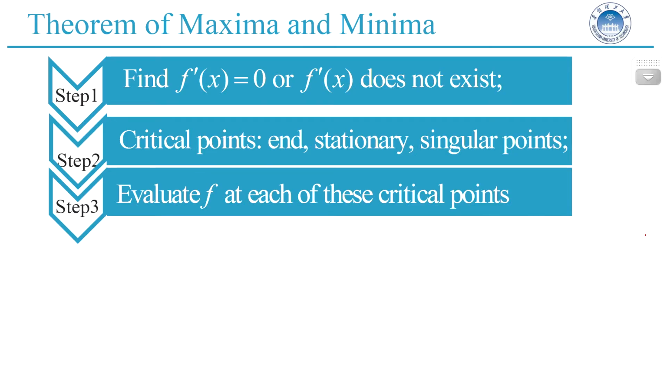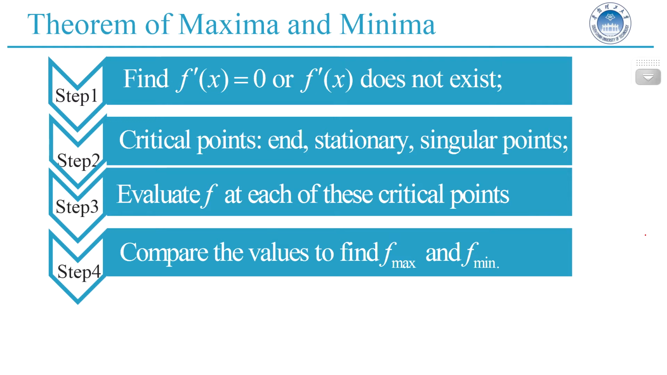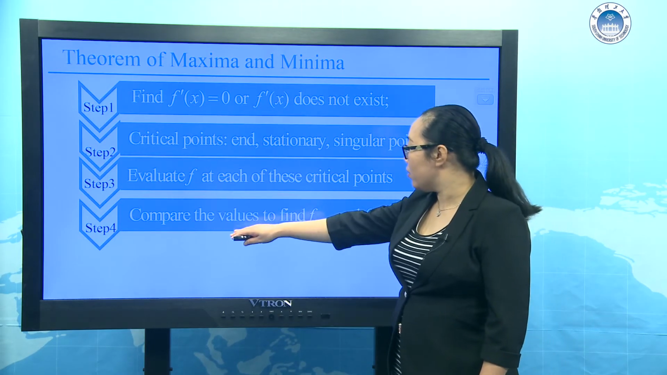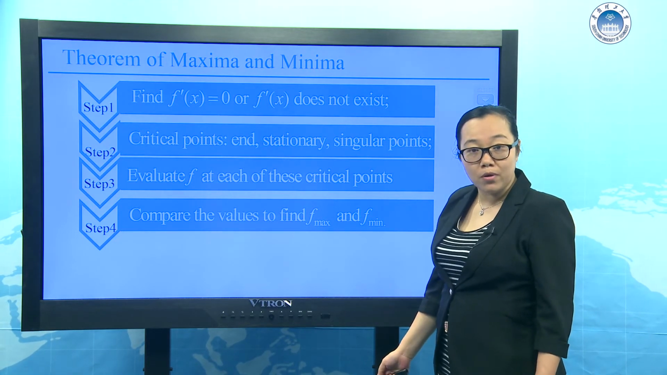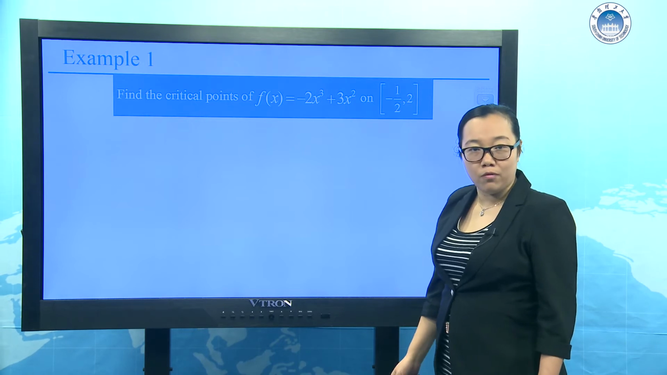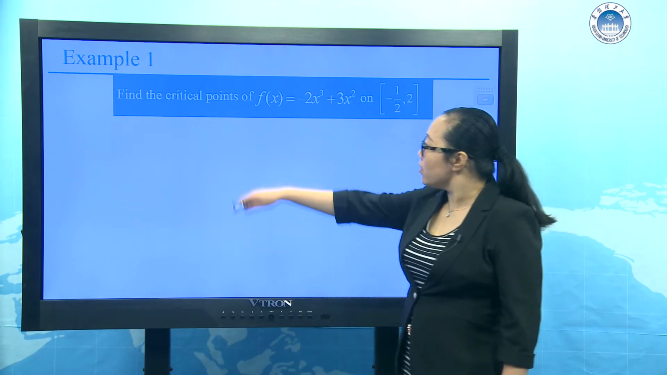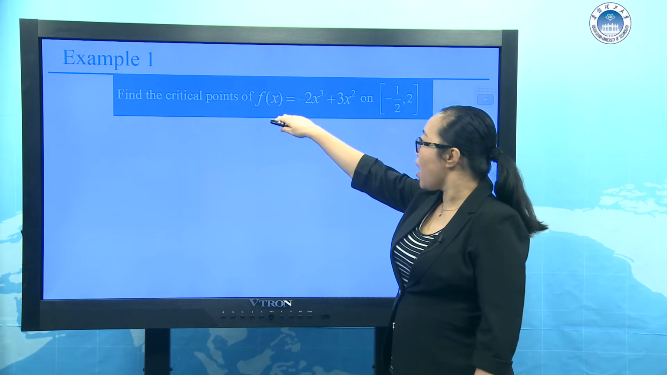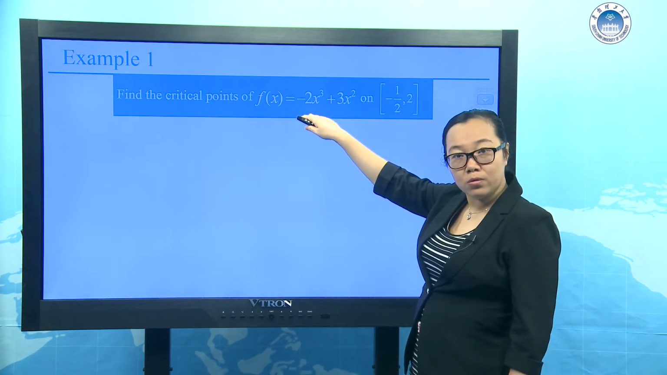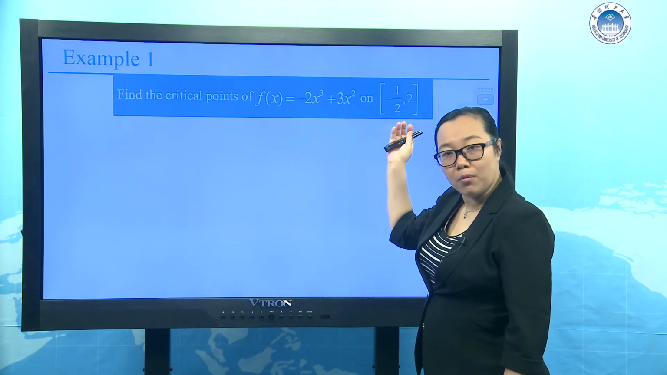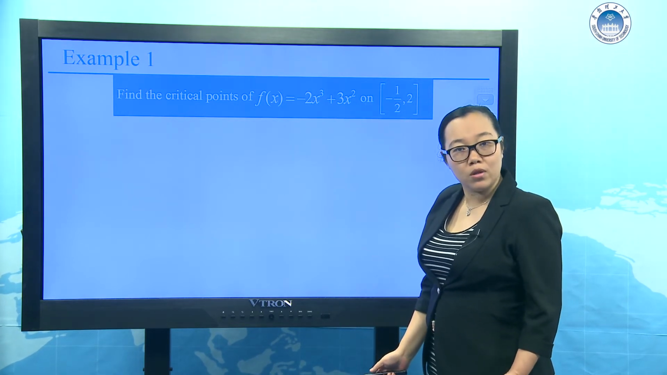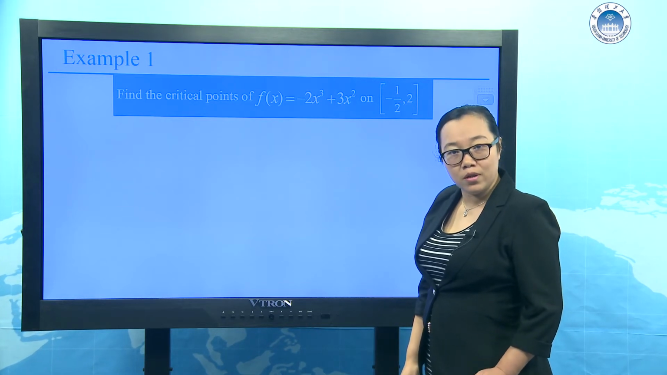And then evaluate f at the critical points. Evaluate the values. The last step: compare the values to find the maximum and the minimum. Try to remember. So now look at example 1. Try to find the critical points of f(x) equals minus 2x cubed plus 3x squared on the given domain. What are our critical points? Do you remember the definition?